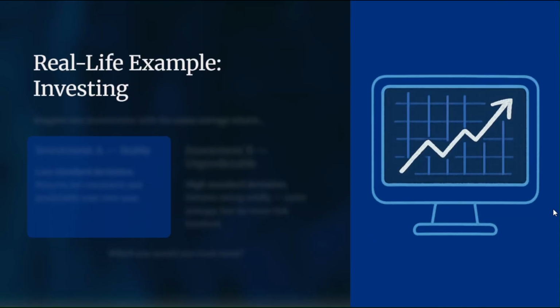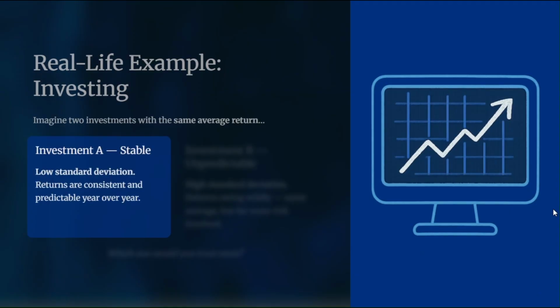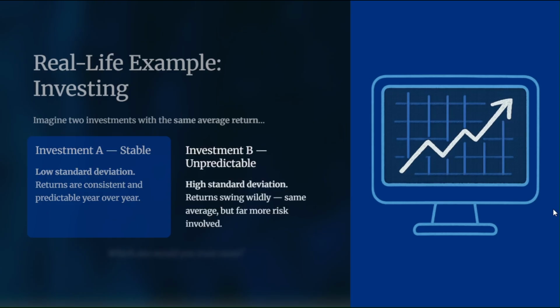Here's a real-life example. Imagine two investments with the same average return. Investment A is stable. It has low standard deviation. The returns are consistent and predictable year over year. Whereas investment B is unpredictable. It has a high standard deviation. The returns swing widely. It has the same average, but there's far more risk involved. Which one would you trust more? The standard deviation reveals the answer instantly.